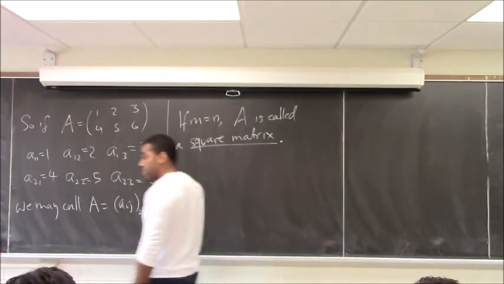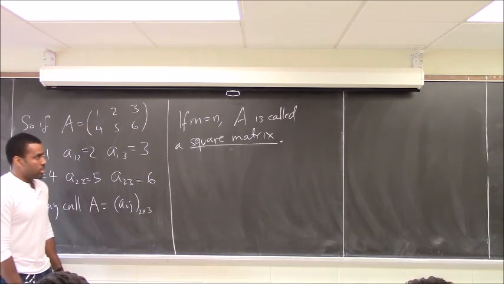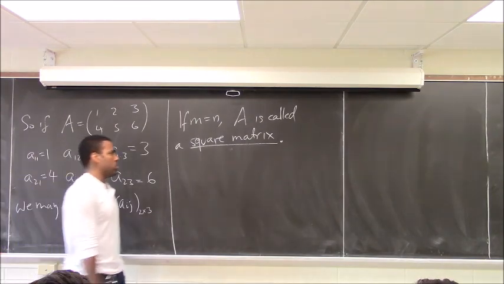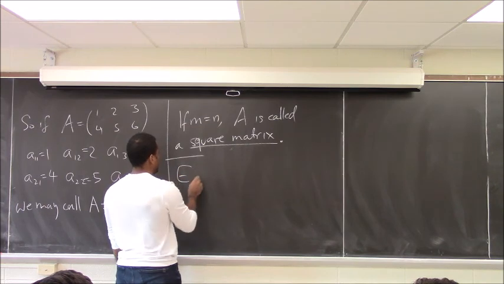So square matrices are important. There are certain things like finding inverses and things of that sort that you can only do with square matrices, and we'll talk about those when we get there. Equality of matrices.